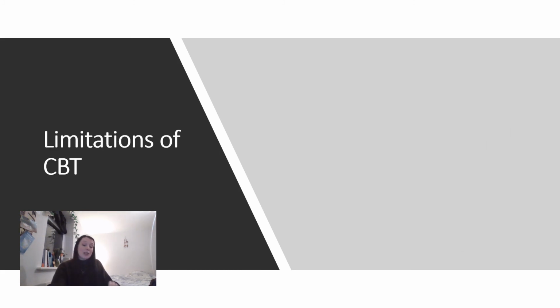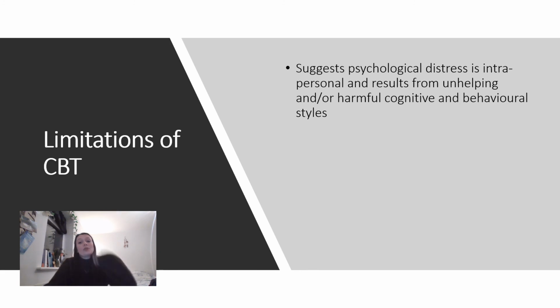Let's think about some of the limitations. Well, it suggests that psychological distress is intrapersonal and results from unhelpful or harmful cognitive and behavioural styles. So that's lots of long words. What I mean there is psychological distress is inside us. It is caused by the cogs in our mind not going right and making things really difficult and getting stuck and going down a different way, rather than looking at the environment we're in. Yes, it considers a little bit of environment, but it places psychological distress inside the person. I hope that makes sense.